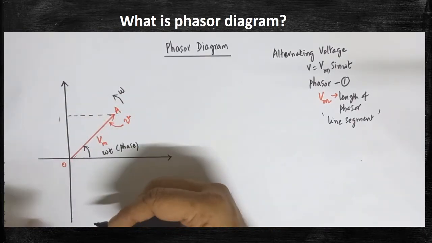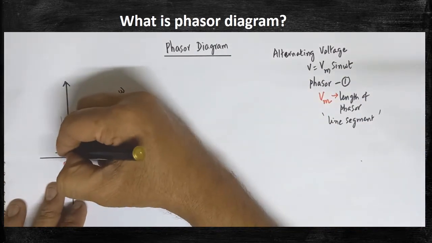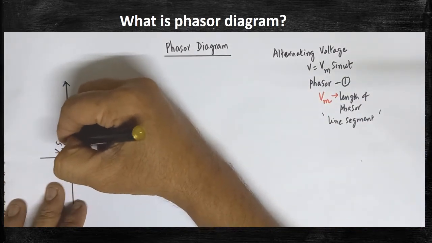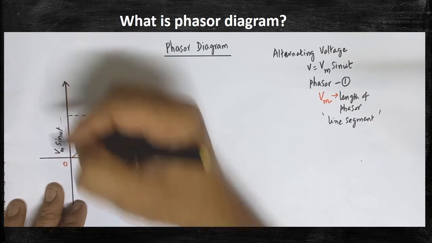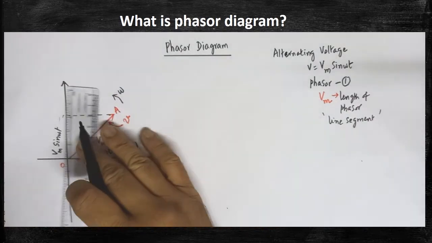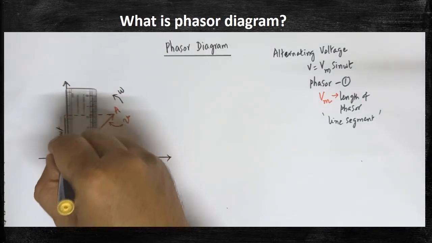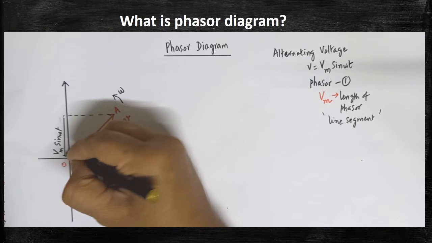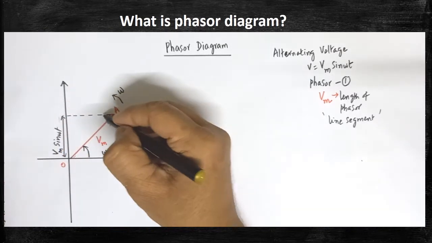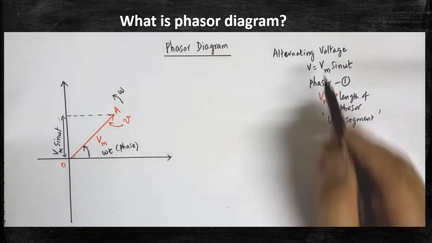So what is the value of V? V is equivalent to Vm sin omega t, that is the value of this portion. Are you clear? Therefore, this length gives you Vm sin omega t, this is called projection. Understood? So, I have drawn the phasor for V.